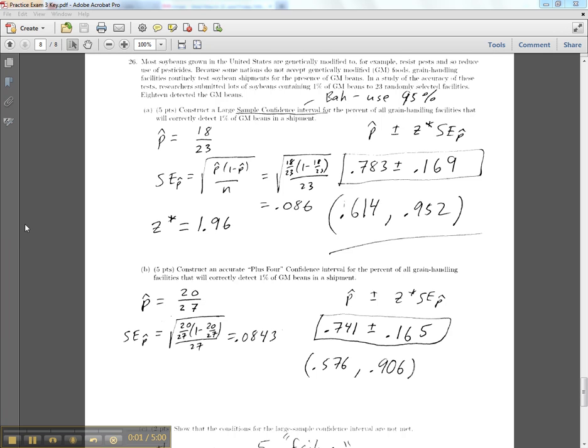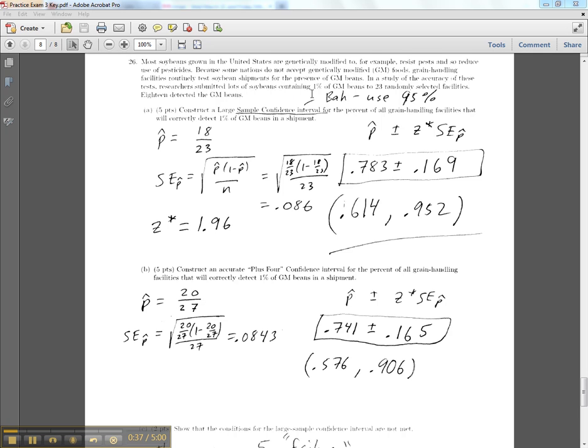Number 26 on the practice exam. Most soybeans grown in the United States are genetically modified to, for example, resist pests and so reduce use of pesticides. Because some nations do not accept genetically modified foods, grain handling facilities routinely test soybean shipments for the presence of genetically modified beans. In a study of the accuracy of these tests, researchers submitted lots of soybeans containing 1% of genetically modified beans to 23 randomly selected facilities. 18 detected the genetically modified beans.